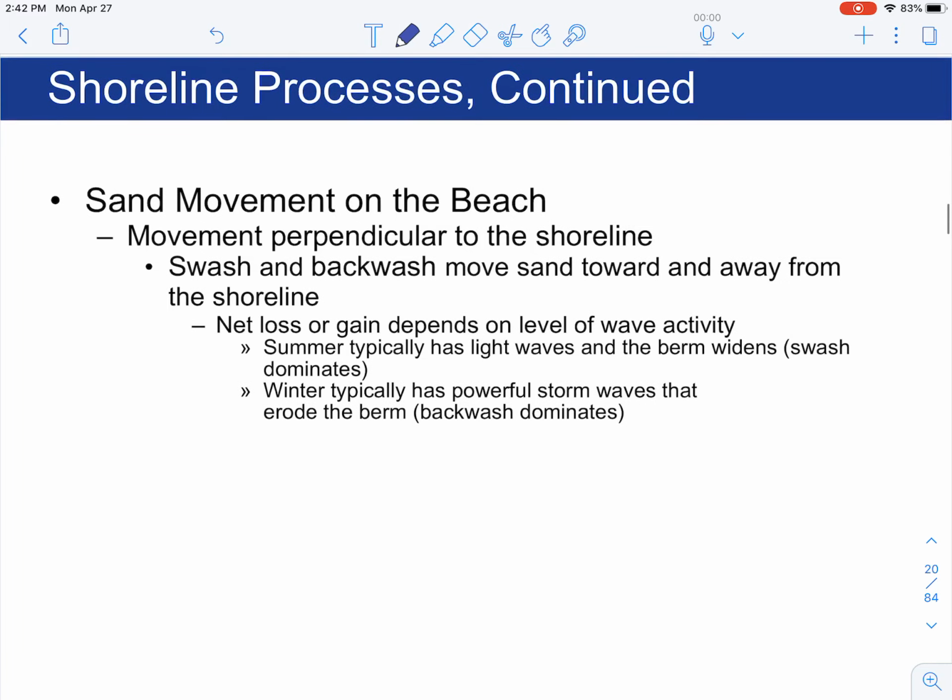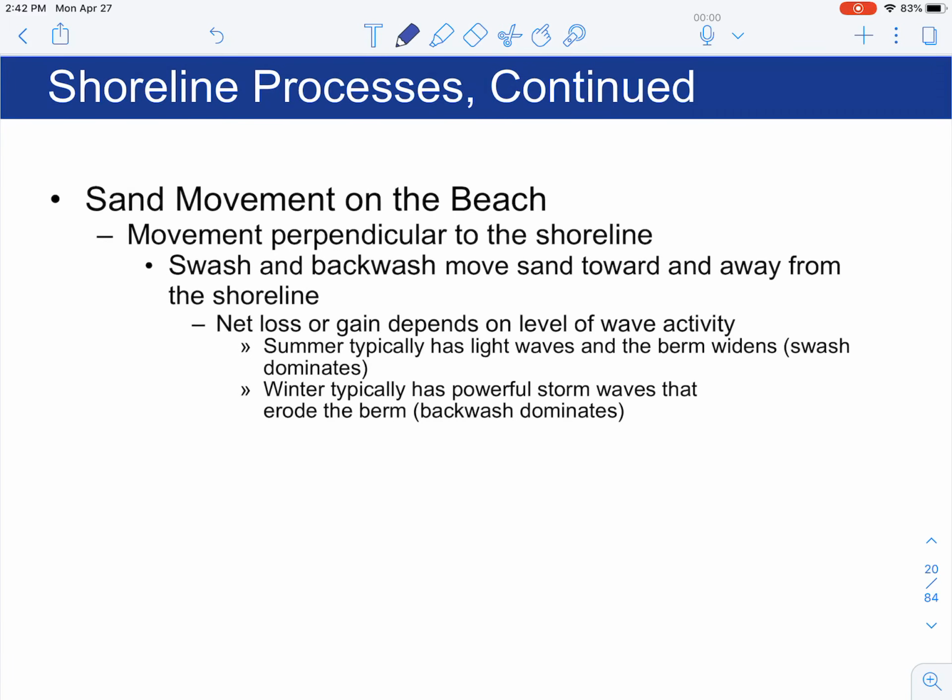All right, I'm going to stop part 2 of the lecture, and then we'll talk about some landforms that exist in coastal areas in part 3. So rock on.